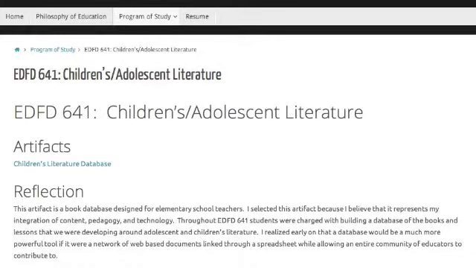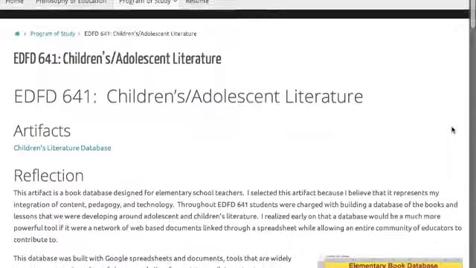So I was very excited about my experience outside of the instructional technology department, and children's and adolescent literature was a great course for me to apply some of the ideas and theories that I'd been learning to a new situation and come up with a product that I was very proud of, and I'm going to be happy to share in the future.